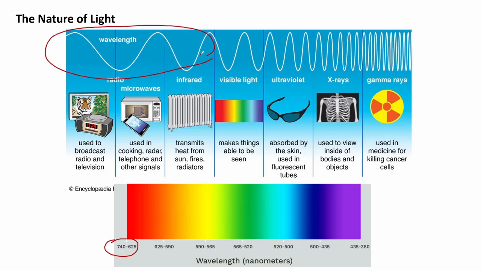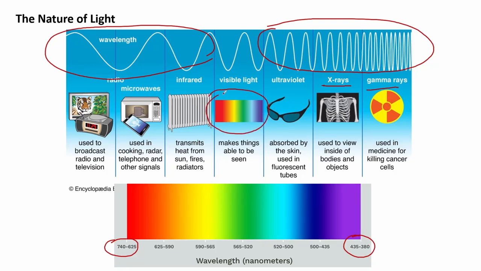On the right side of the spectrum are wavelengths that are very short, and examples of their applications are in X-rays and gamma rays that can be used for medical treatment. The visible light is the one in between. These are the wavelengths that a human eye can perceive. On the left side, the red color has a wavelength of 740 to 625 nanometers. To the right we have the violet color, which is from 435 to 380 nanometers.